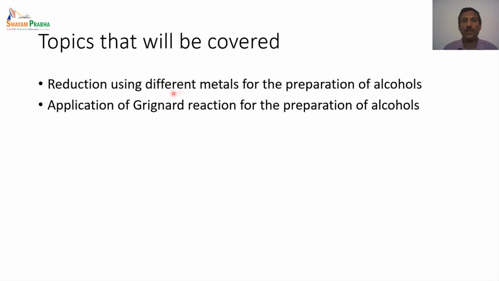The various topics that we will be covering in this particular session include reduction methods using different metals for the preparation of alcohols. We will be studying about sodium and transition metals also, which are involved in the reduction methods. And we will also be studying about application of Grignard reaction for the preparation of alcohol. So how primary, secondary and tertiary alcohol can be prepared using Grignard reagent.